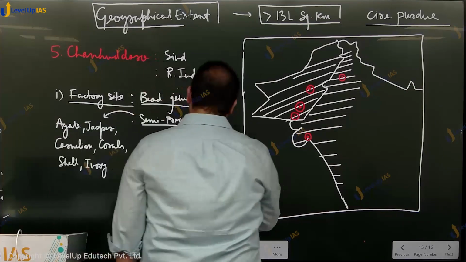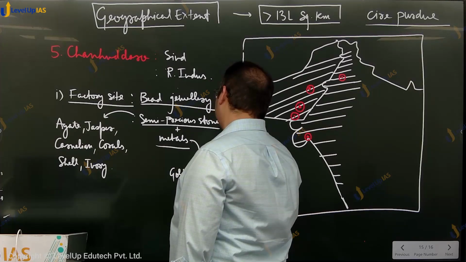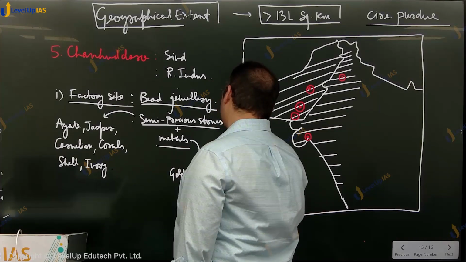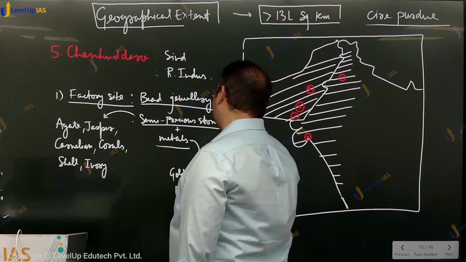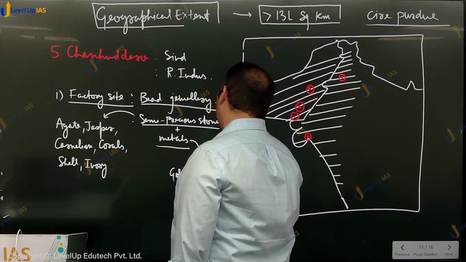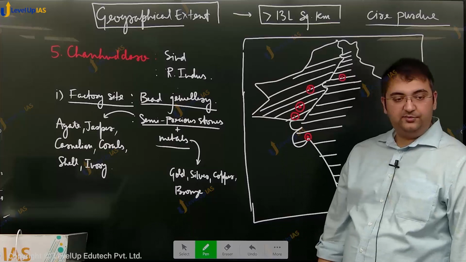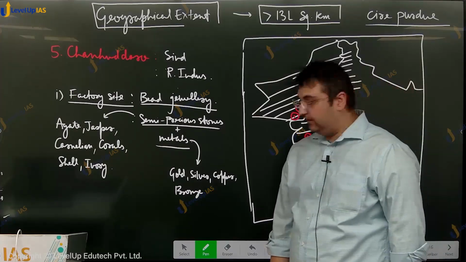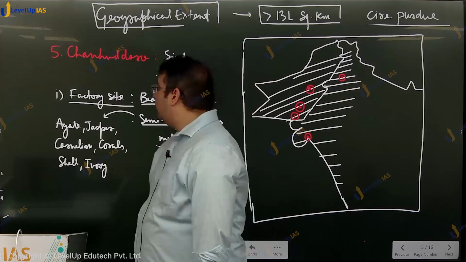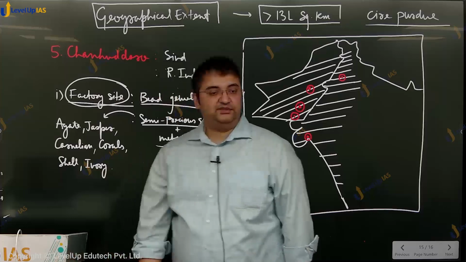And precious metals such as gold, silver, copper, bronze. Copper and bronze we are also counting among precious metals because they were extremely rare and difficult to come by back then. Okay? Now, how do we know that this was a factory site, manufacturing zone? ये कैसे पता लगता है हमें?